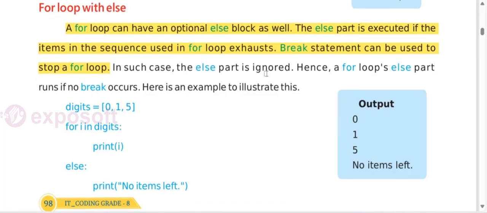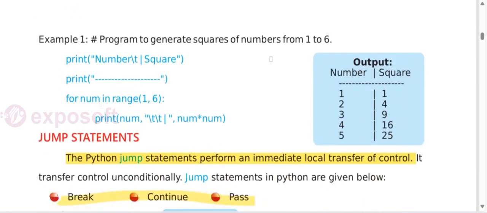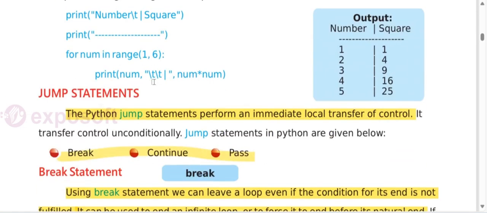Next is for loop with else. A for loop can have an optional else block as well. The else part is executed if the items in the sequence used in for loop exhaust. Break statement can be used to stop a for loop. Here we can see a program to generate the squares of numbers from 1 to 6. Here, for loop with else is used.